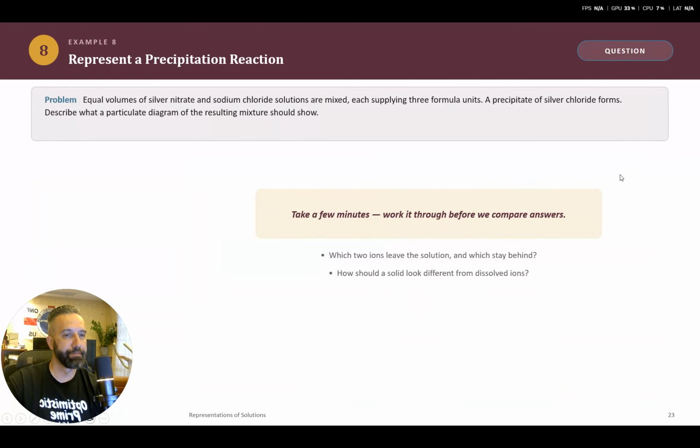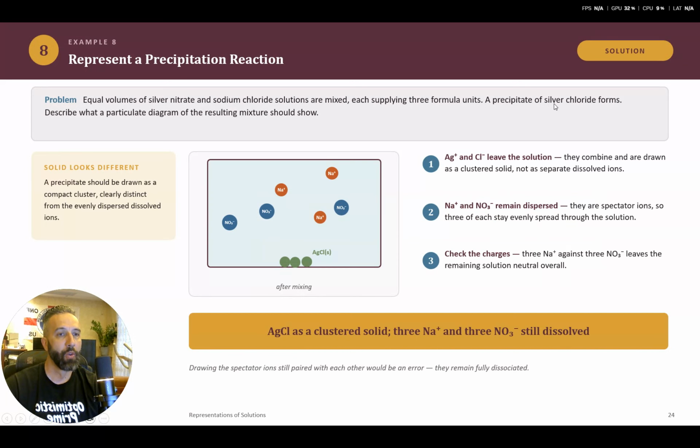Yeah, this is kind of the most complex one that you can get. So you got silver nitrate and sodium chloride mixed, and then a precipitate of silver chloride forms. So when they say a precipitate, it means that this is something which is not dissolvable. So it will stay, it will go to the bottom. So whatever is marked as S, or they say it's a precipitate, just draw it at the bottom, like so.